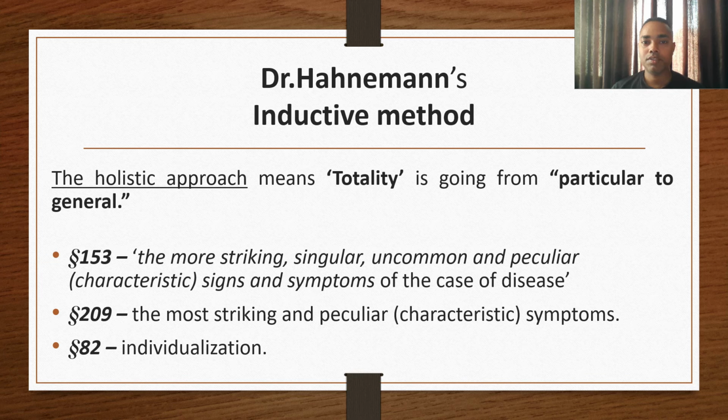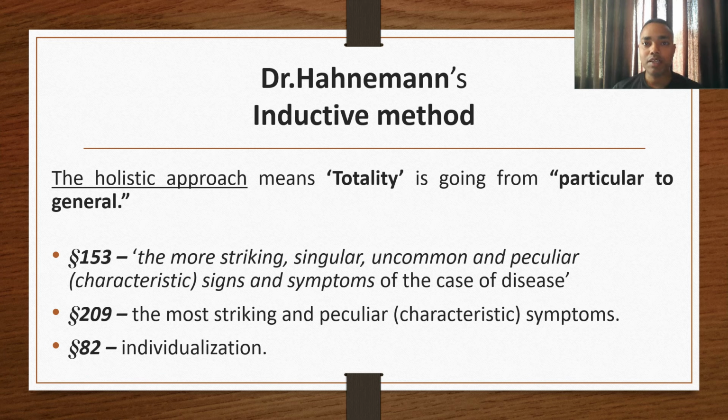The holistic approach means totality is going from particular to general, which has been mentioned in aphorism 153 in the starting of the treatment of the acute and chronic diseases as the more striking, singular, uncommon, and peculiar characteristic signs and symptoms of the case of disease, and concluded in the end of the treatment of diseases and miasm in aphorism 209 as the most striking and peculiar characteristic symptoms, which is following the process of individualization as mentioned in aphorism 82 in acute diseases and chronic diseases.